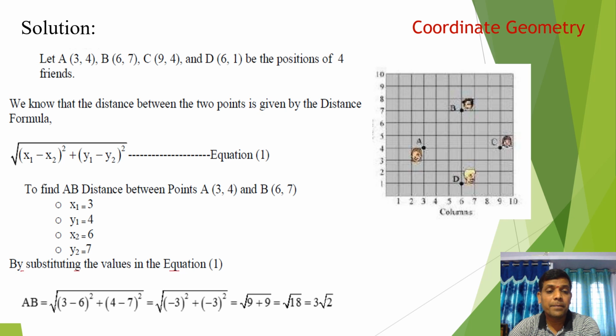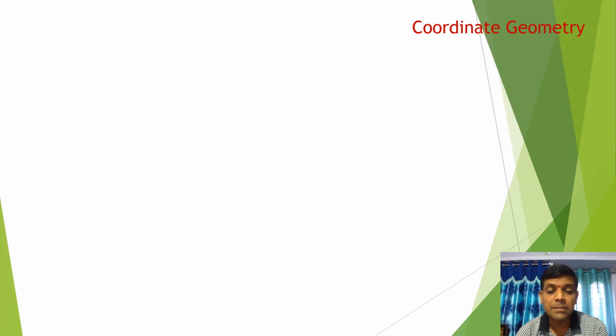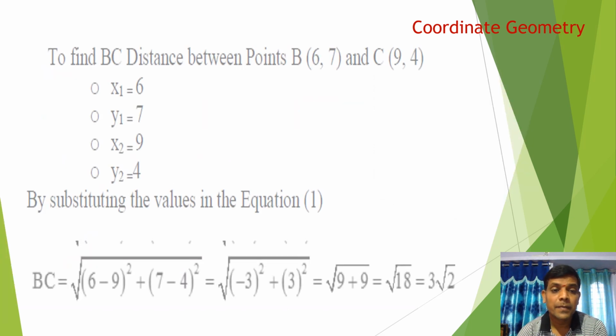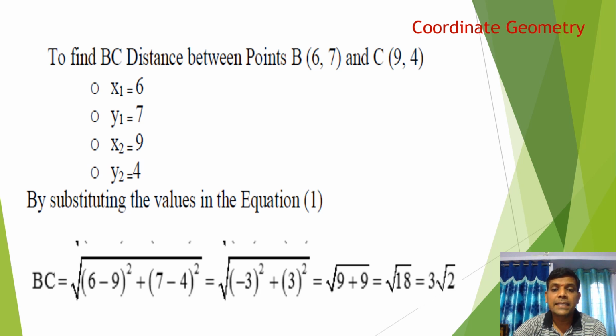Now next step, let us find the distance between B and C. Here B is (6, 7) and C is (9, 4). So x1 equals 6, y1 equals 7, x2 equals 9, y2 equals 4.